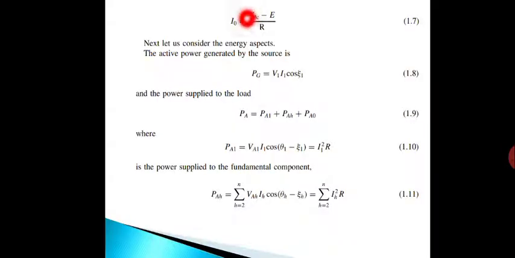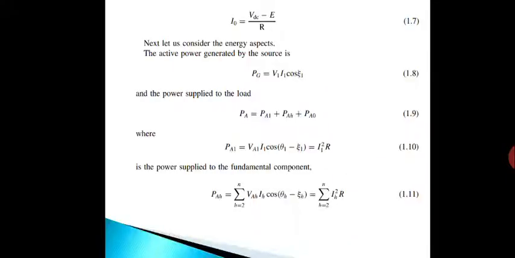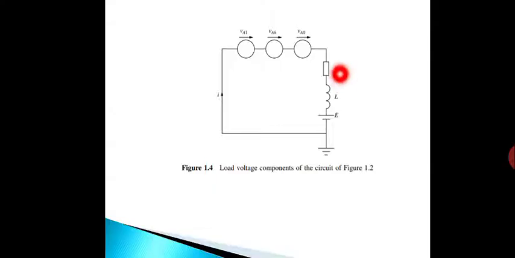So next we are having the I0. I0 is equal to what? VDC minus E by R. So I0 is equal to VDC, where VDC is the DC voltage, minus E, which is the voltage in this resistance, by R, which is the resistance.